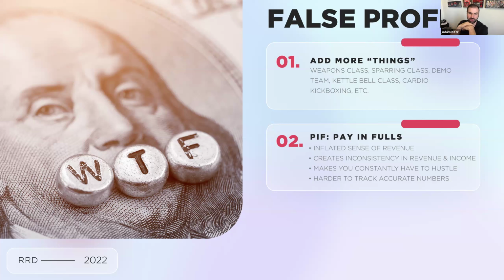For us, we don't even take pay in fulls. If someone wants to pay in full, they can do it without a discount if they want, but we don't offer it. The main reason is we want consistent, predictable revenue coming in. It becomes much easier to budget, easier to plan for things, easier to consistently save and pull money out and put it into a profit account. All of those things become easier when you have recurring revenue.